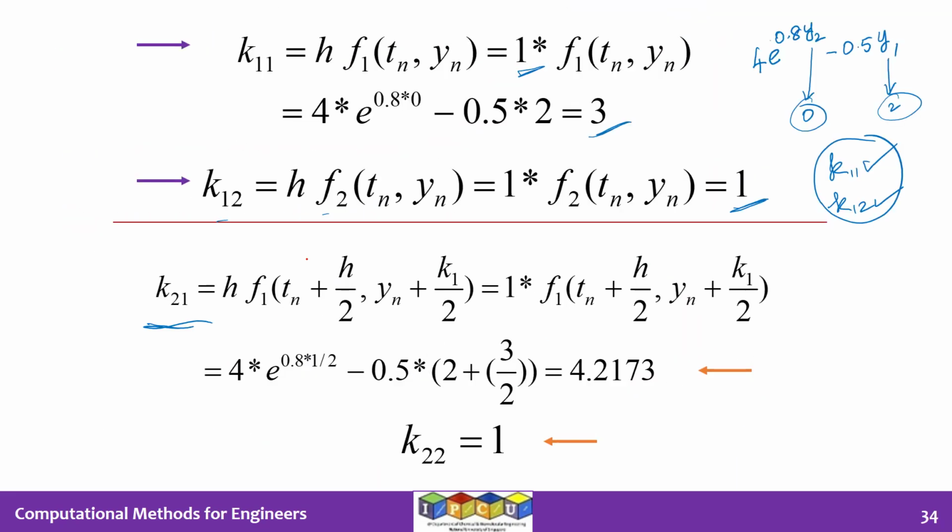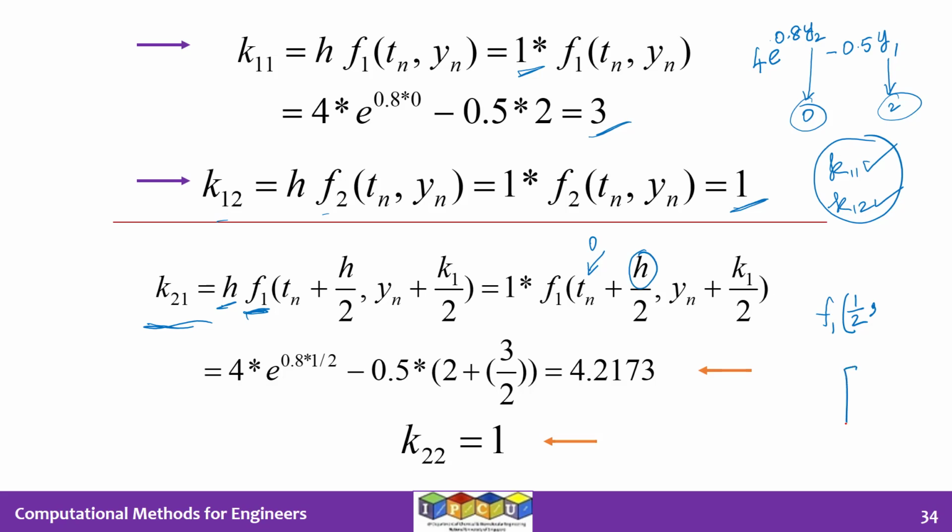So right here, K21 is going to be h multiplied by function 1, because this is for y1. So we are going to use f1 evaluated at tn plus h by 2, comma yn plus k1 by 2. All right. So what is tn? Tn is 0. H is 1. So this is f1 at t is equal to half, comma yn plus k1 by 2.